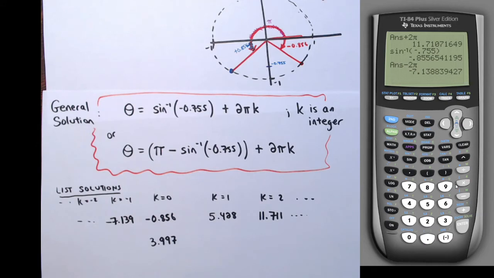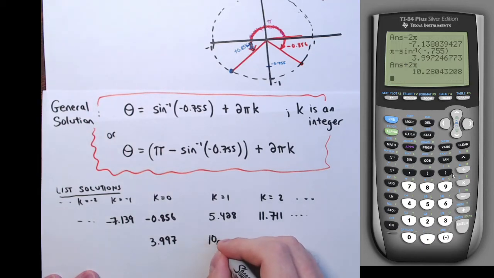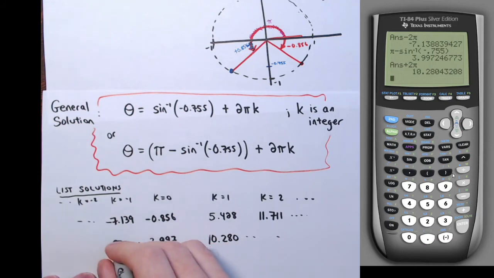All right. And then I'll do the same thing for the 3.997. Right. So again, that was pi minus that inverse sine of negative 0.755. Add 2 pi, subtract 2 pi. If I add 2 pi to this, it will give me another solution, 10.2828. All right. And again, I could go that way forever, subtract 2 pi. I'm going to stop there.